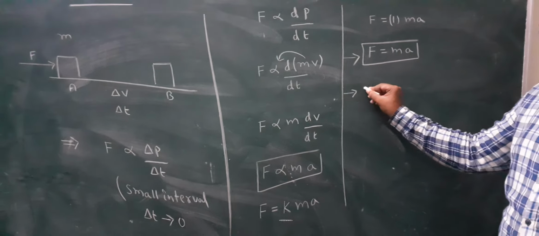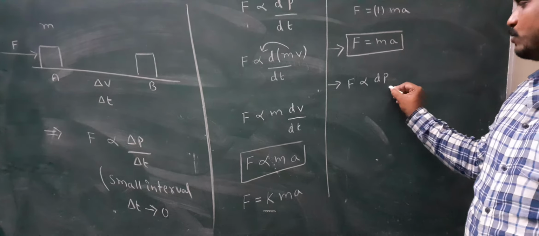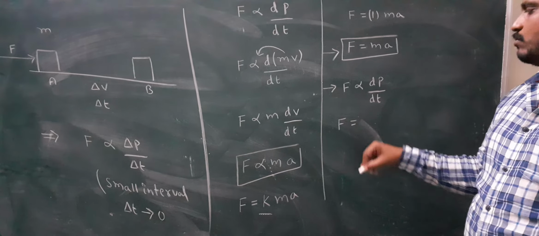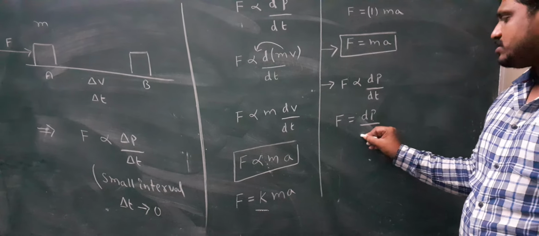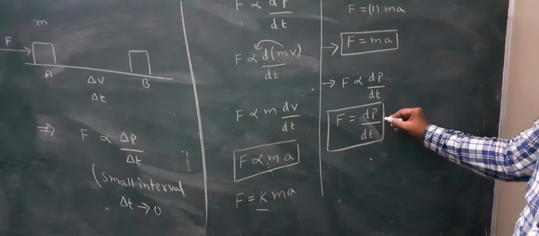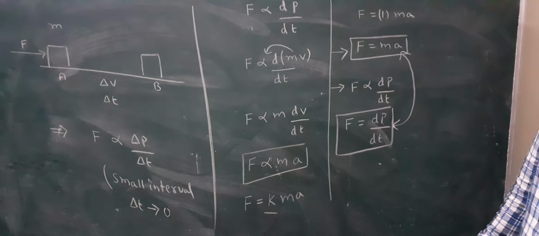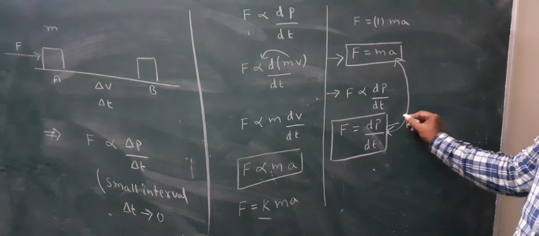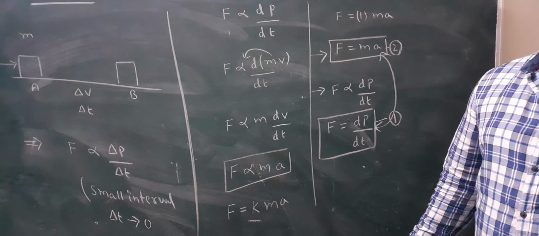What is Newton's second law in terms of momentum? F is directly proportional to dP by dt. Removing the proportionality, we write the constant value 1. So directly F equals dP by dt, or F equals ma. Based on the data, write the formula. These two formulas are very useful to solve the problems.